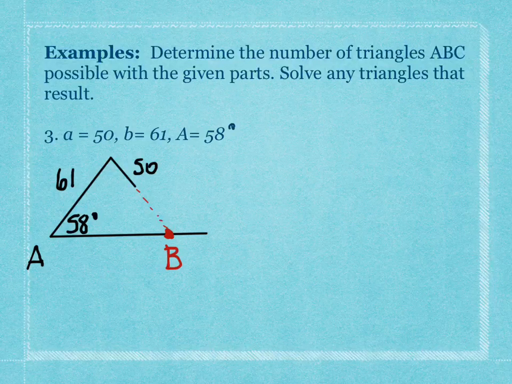Okay? So law of sines says that I take the side that I know, so that's my 50, and I write that over the sine of the opposite angle, which is 58 degrees.